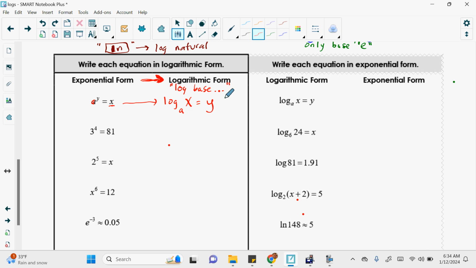All right? So now I want you to try these next two right here. Pause the video and see if you can do these next two. Play it when you're done. All right, here we go.